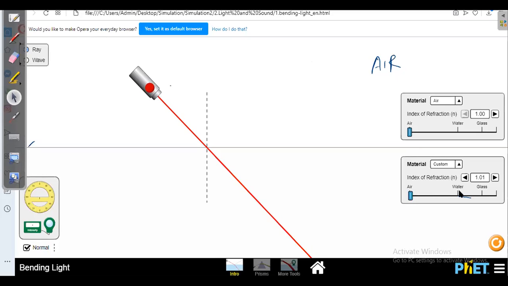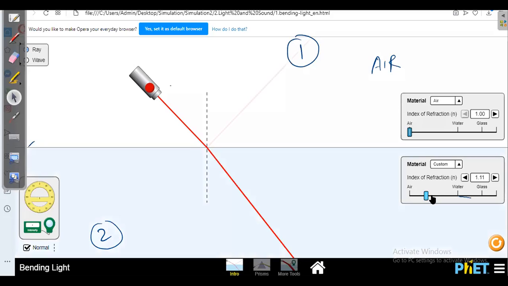Now what I'm going to do: this is the first medium, medium 1, and this is medium 2. Now I'm going to change the medium properties of medium 2. Instead of air, I'm slightly increasing the refractive index. See what is happening when I slightly increase the refractive index. The wave path is getting changed, and it is introducing one more wave.